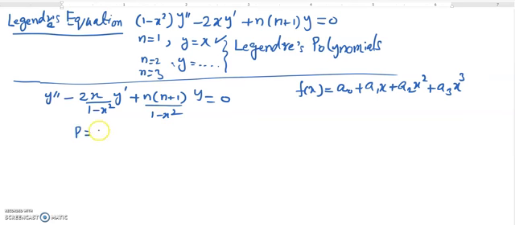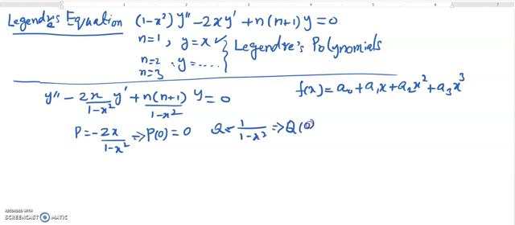For example, if this function is minus 2x over 1 minus x square, then p of 0 is 0, which is definable. It's not something undefined. Then the other function, 1 over 1 minus x square, excluding n and n plus 1, which are of course integer values: q is equal to 1 over 1 minus x square, so q of 0 is actually 1. So this is also analytic. When these two functions are definable at x is equal to 0, then we can apply the power series.